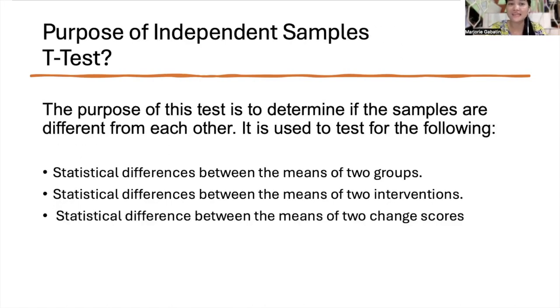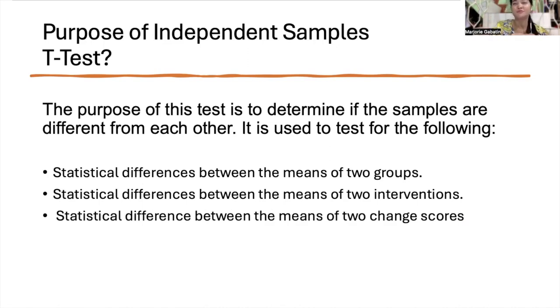Okay, so what is the purpose of independent samples t-test? The purpose of this is very simple. Of course, we want to determine if the samples are different from each other. So we use the independent samples t-test to test for the following. We want to know if there is a statistical difference between the means of two groups. We want to know if there is a statistical difference between the means of two interventions.